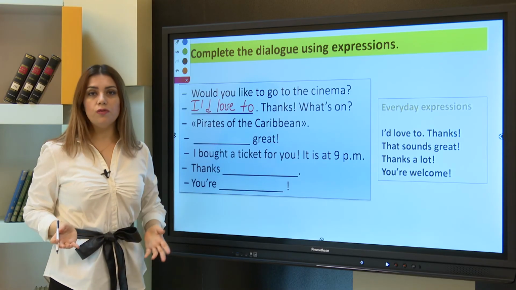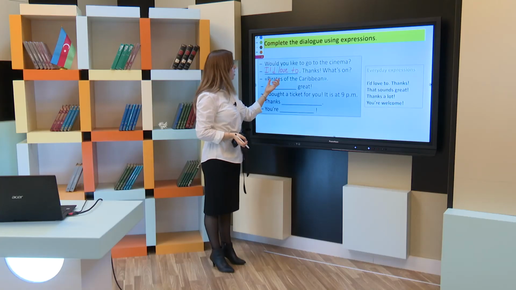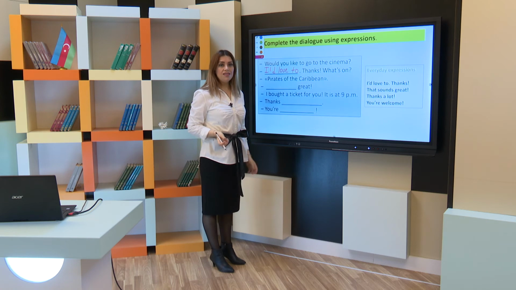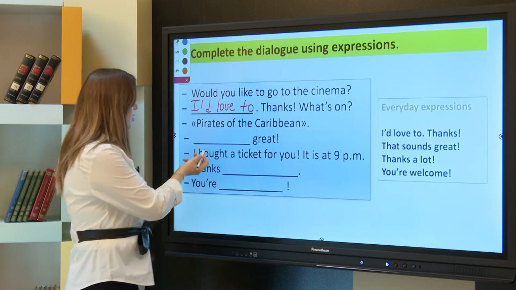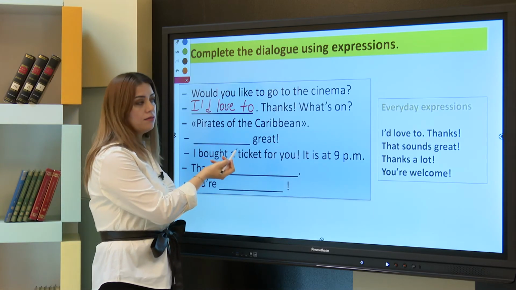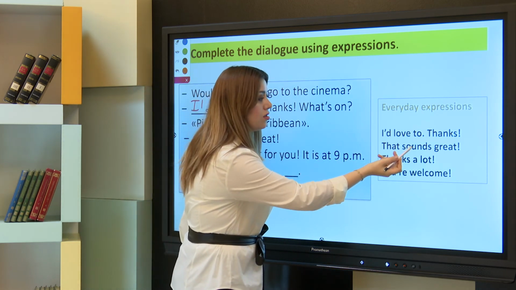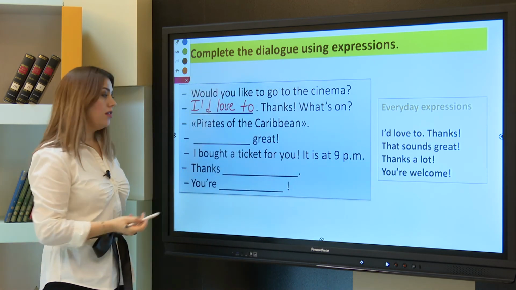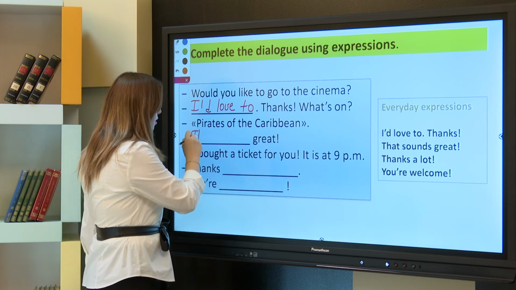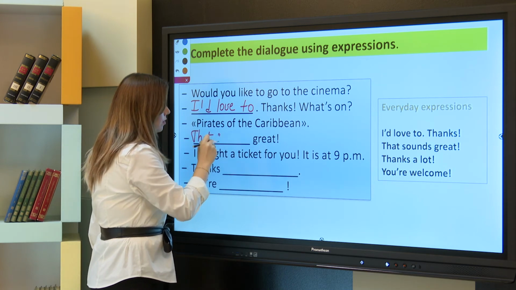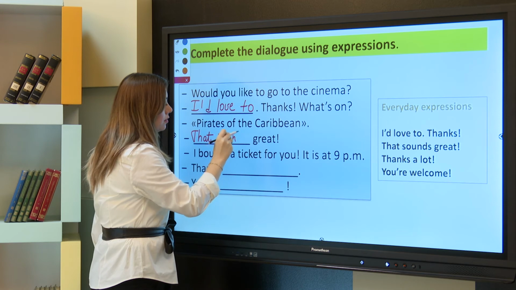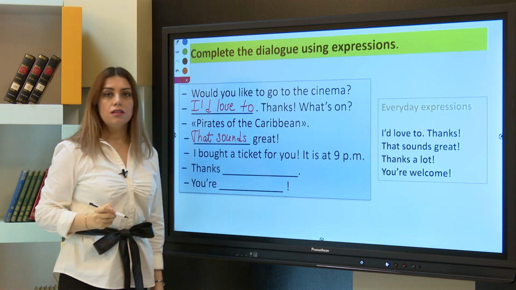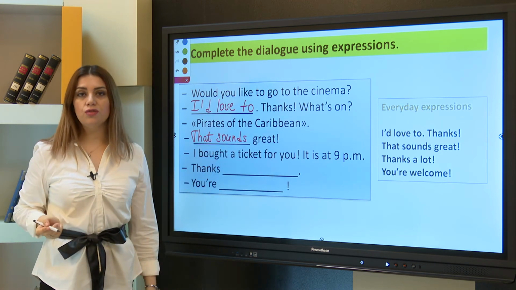There's a question, what's on? It means that which movie is playing. And the answer is Pirates of Caribbean. This is the name of the movie. And the person says, great. So let's choose from here. That sounds great. This is the answer. That sounds great. You say that sounds great when you like something.